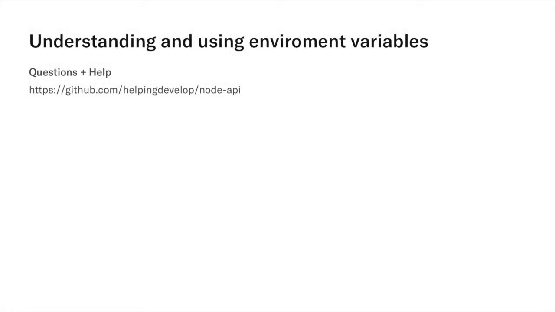Hey guys, so welcome back to lesson two of this tutorial series where we're going to be understanding and using environment variables. These are helpful to have development and production environments because there's a lot of things that you want to do differently. For example, in development, you probably want to console log as many things as you can for debugging, but in production, that might not be the case.